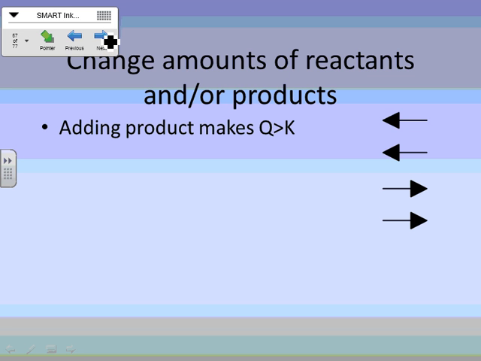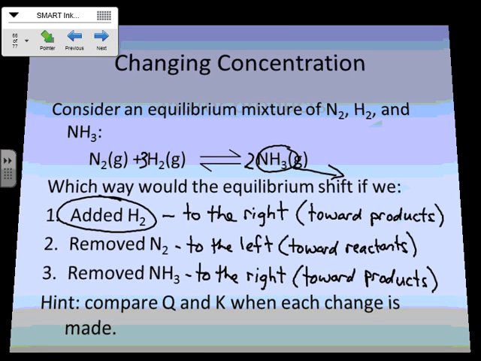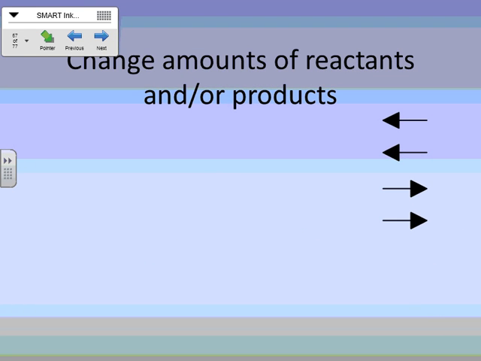Okay, so now if we want to think about it in terms of Q and K, if we add product, that's going to make Q greater than K, all right? So let me go back to my, did I erase my equilibrium expression? I did. Here, let's go ahead and write it again. So K is going to equal, just so we have a visual here on what our equilibrium expression is, NH3 squared over the H2. I think I have this backwards from the way that it was written. Okay, so there's our equilibrium expression.